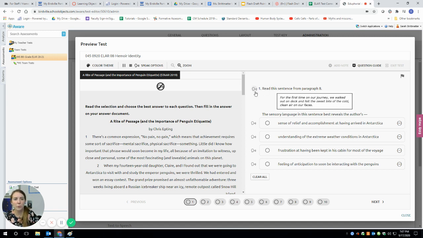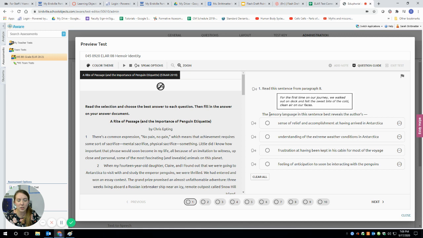It says, oh, I clicked on it. No. There we go. Read this sentence from paragraph 8. "For the first time on our journey, we walked out on deck and felt the sweet bite of the cold, clean air on our faces." The sensory language in this sentence best reveals the author's, and if you look at each one of these, all of the answers show that the sensory language is revealing an author's feeling or the author's thoughts about something.